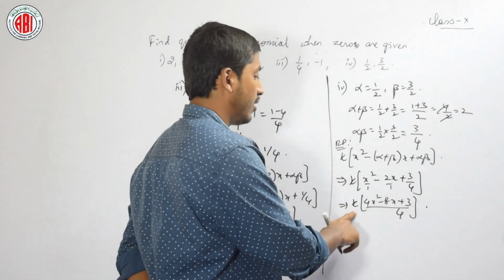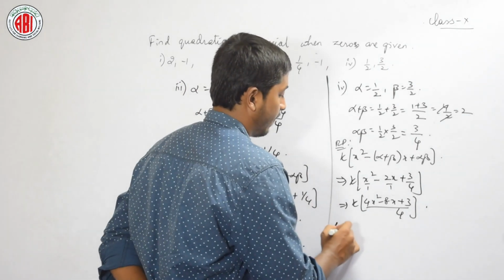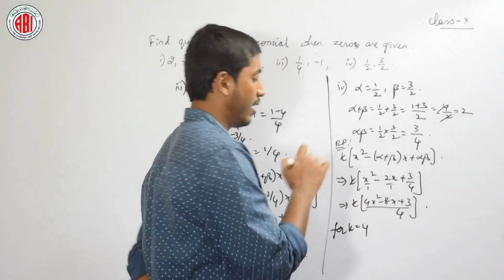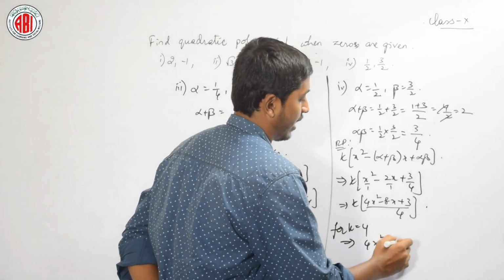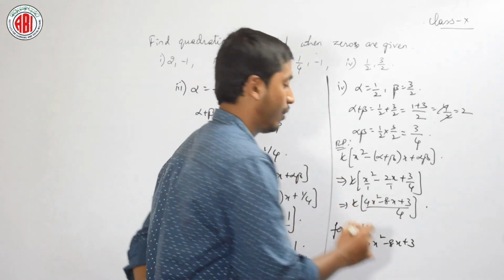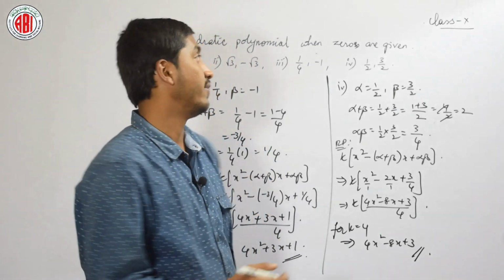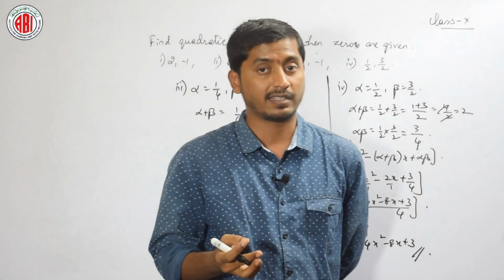Now, for what value of k will this be the required polynomial? That is, for k is equal to 4, this will be our polynomial, that is 4x square minus 8x plus 3, isn't it? This will be the required polynomial. Is it clear? This is how we will discuss different kinds of quadratic polynomials. What all have we discussed in this exercise?